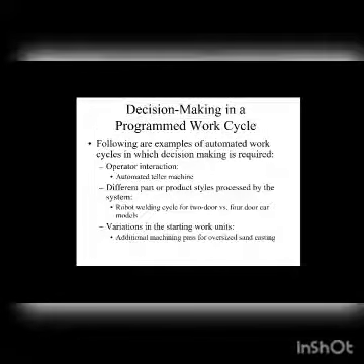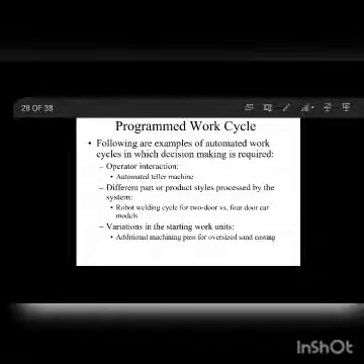Decision making in a programmed work cycle. Following are examples of automated work cycles in which decision making is required. Operator interaction: let us say in an ATM machine, the operator interacts with the system. So, based on the interaction, the machine has the capability to run a set of programmed instructions. Different part or product styles processed by the system: robot welding cycles for 2-door versus 4-door car models. So, the automated system should be able to perform operations for different varieties.